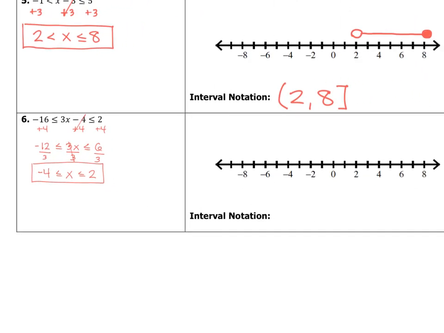The graph is going to look like this. We'll have a solid dot on negative 4 as well as a solid dot on 2. The shading is in between. My minimum is negative 4, my maximum is 2, and I'm going to use brackets on each.